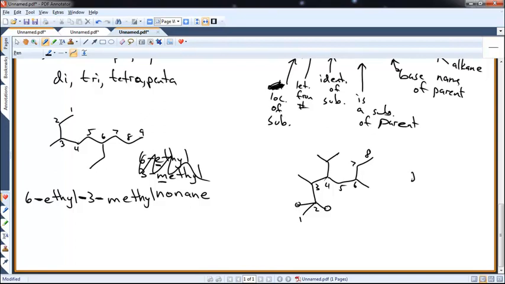So we have a 2-methyl, and we have another 2-methyl. I'm just going to write it down explicitly for now, and I'll combine them later. At the 3 position, we also have a methyl, so we have a 3-methyl. And at the 6th position, we also have a methyl, so we have a 6-methyl. Right? What do we have at the 4th position?